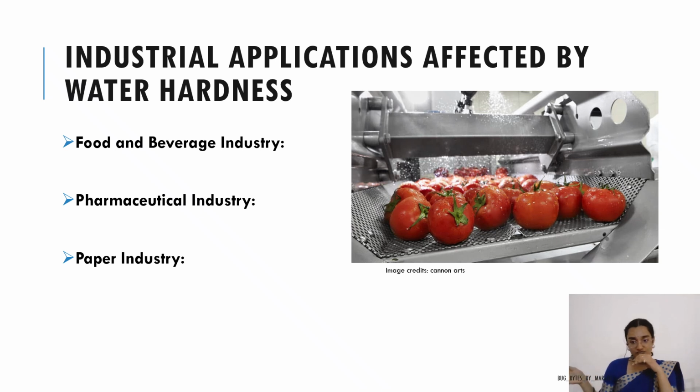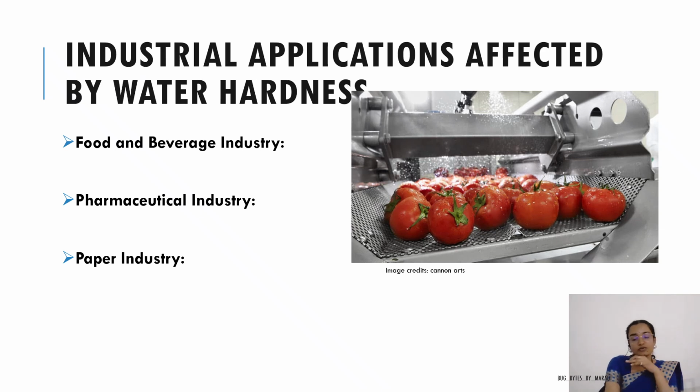And in the paper industry also, hard water can cause defects in the paper's texture and quality. So even for that purpose, industries prefer soft water, not hard water. So what are the benefits of checking the hardness of the water?